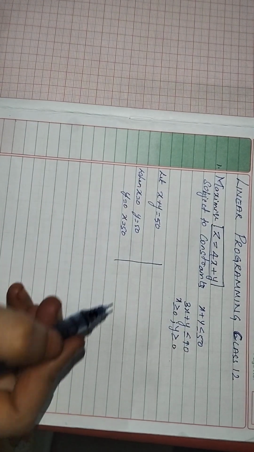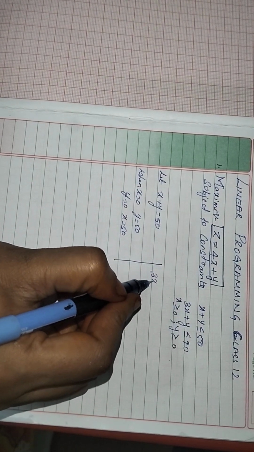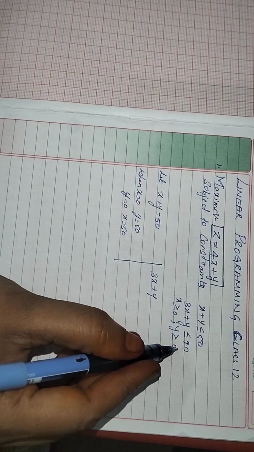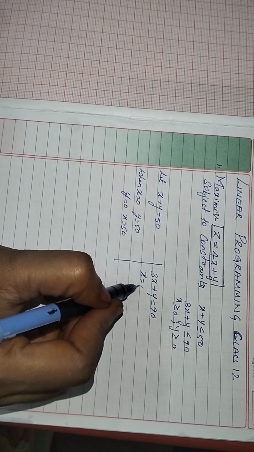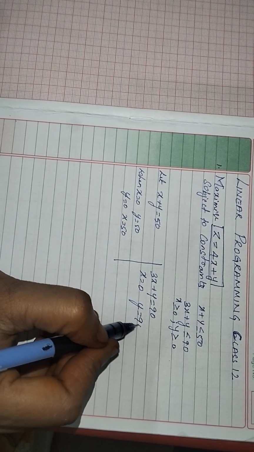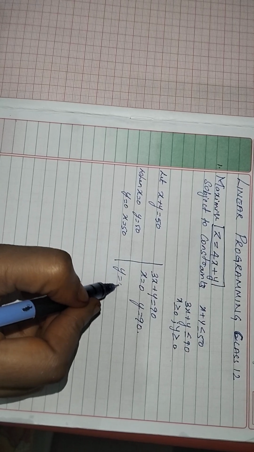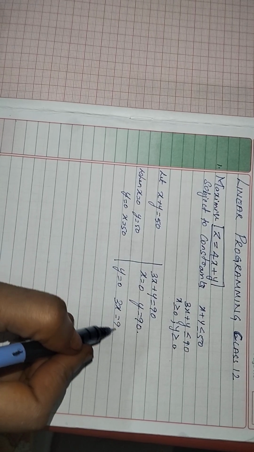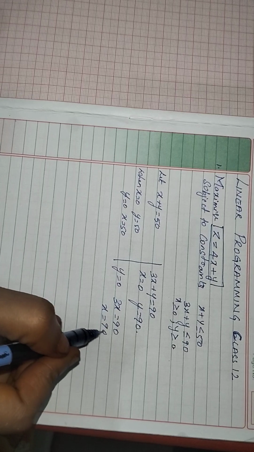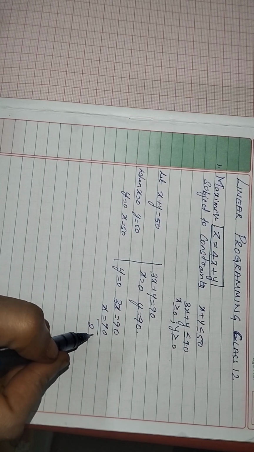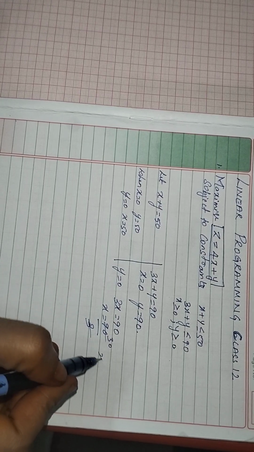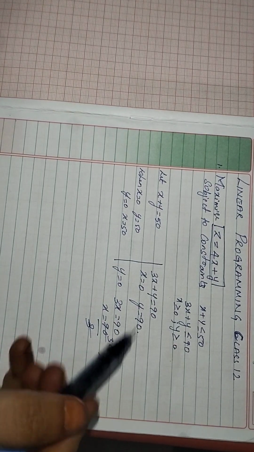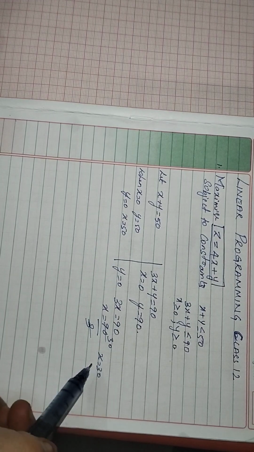Now what is the second constraint we have? 3x plus y, instead of less than or equal to 90, I will put equal to 90. Let me put x equal to 0, y will be 90. When y is equal to 0, 3x is equal to 90, so x is equal to 90 by 3, that is 30. To plot a graph, having two values is more than enough.